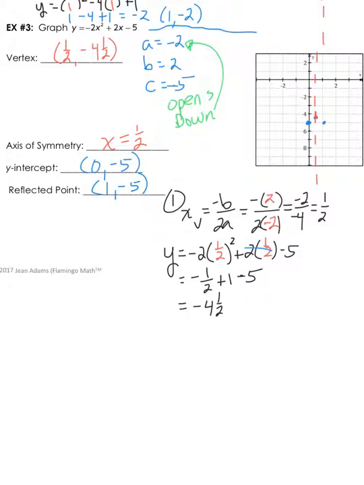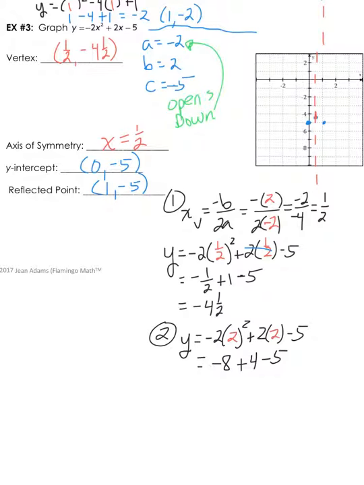And then I need one more point. So since 0 and 1 are already used up, let's use 2. So then my second point, y equals negative 2 squared plus 2 minus 5. So I'm going to put in positive 2. So positive 2 times positive 2 is 4, times the negative 2 is negative 8. 2 times 2 is 4, minus the 5. So the negative 8 and the negative 5 are negative 13, plus 4 is negative 9. So I have an ordered pair that is (2, -9).